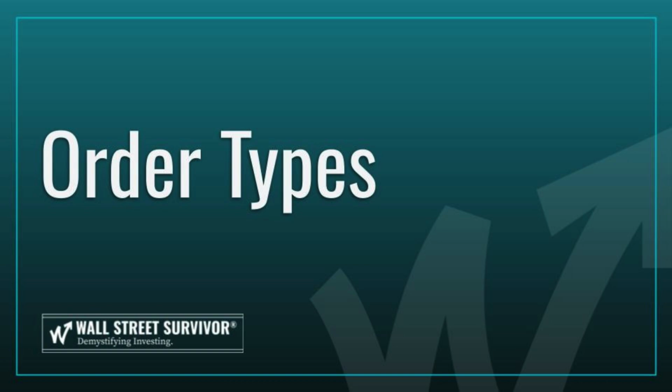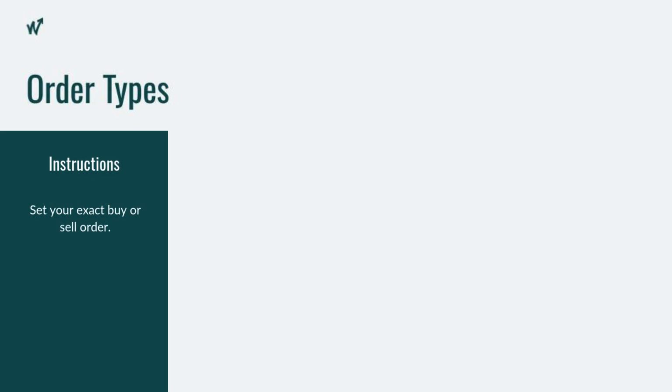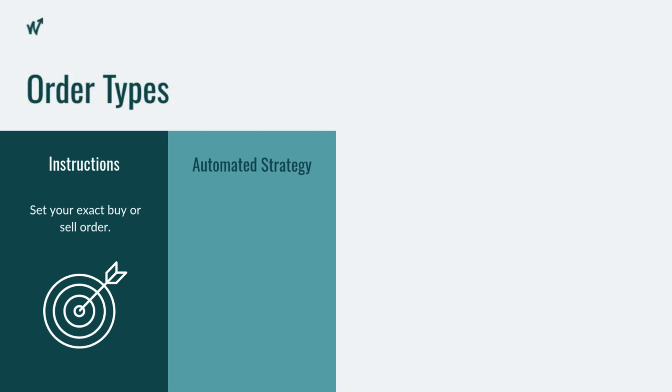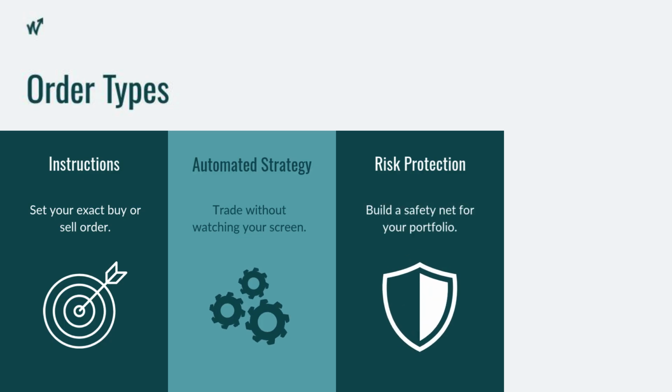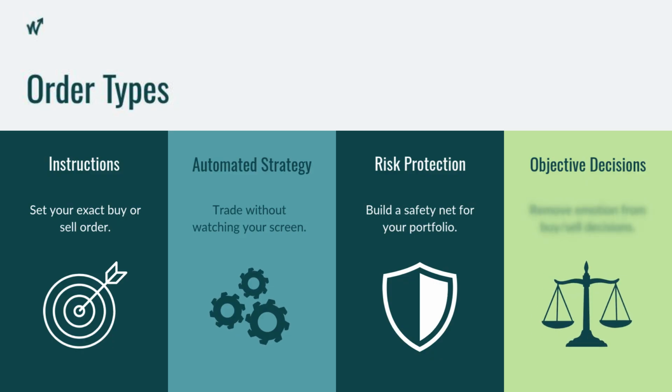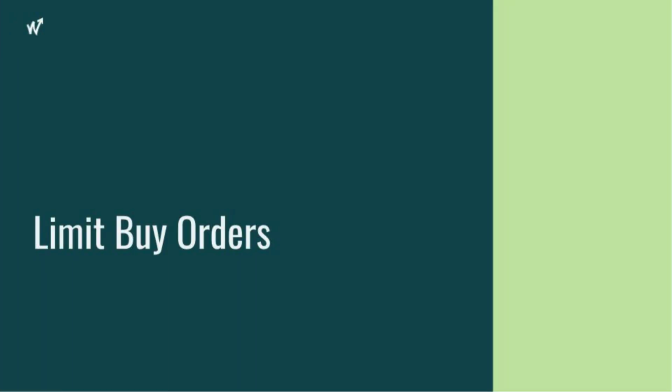Welcome to our guide on order types. Essentially, they're instructions you use to set the exact price for a trade. They give you more precision, let you automate your investing strategy so you aren't stuck to your screen, and add a layer of protection for your portfolio. Order types help you stick to your plan instead of making emotional decisions in the heat of the moment. Let's look at how they work.